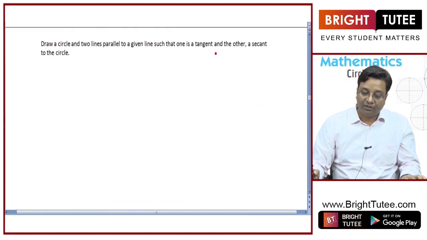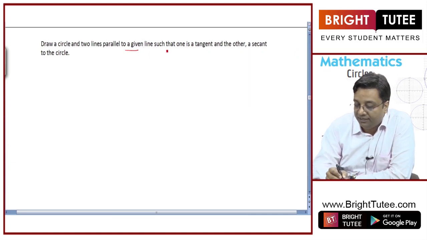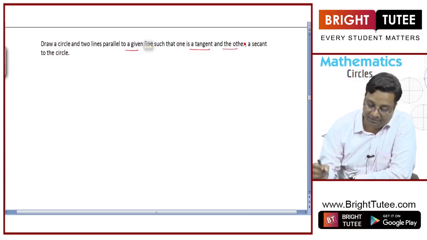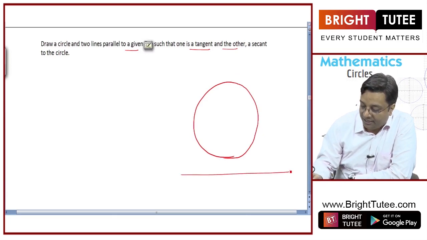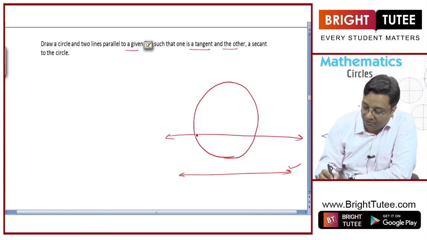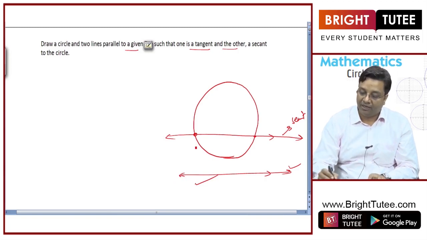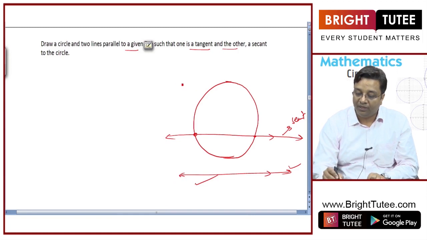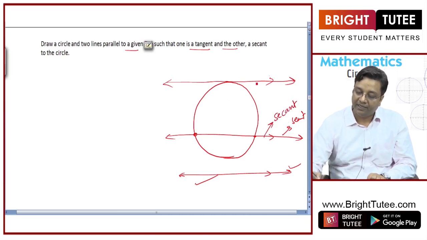Now another question says: draw a circle and two lines parallel to a given line such that one is tangent and the other is secant to the circle. What the question says is, we need to draw a circle, and then there is a line, we need to draw a parallel line to this line which is secant to this circle. So you can draw a parallel line to this line cutting the circle at 2 points. So this will be secant. So this is the secant and this line is parallel to this line. Now we draw another parallel line which touches the circle only at a single point. Now these lines are parallel lines. This is the secant, and this is the tangent.